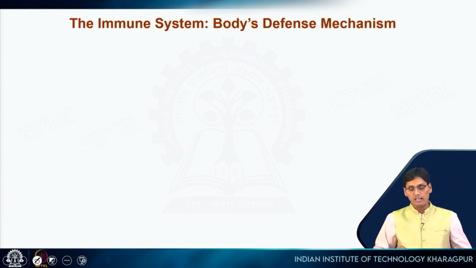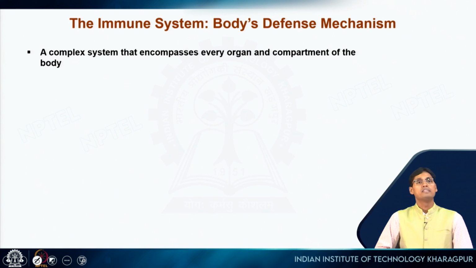And now the challenges of our immune system. The immune system can take care of many things. Let's see. This is a complex system and it encompasses every organ and compartment of the body. So we have to protect our whole body, right? As a result, it should take care of the whole system.